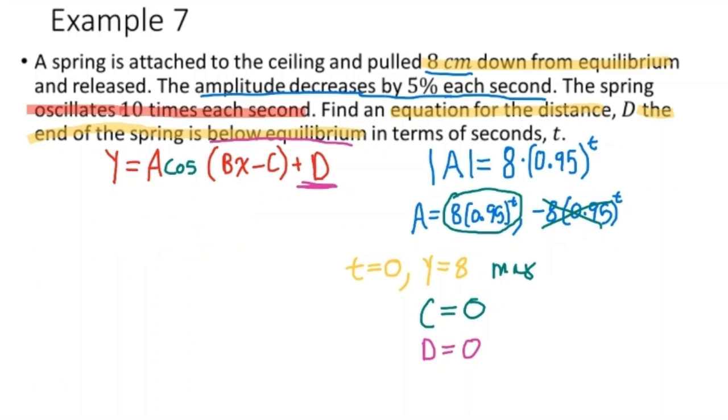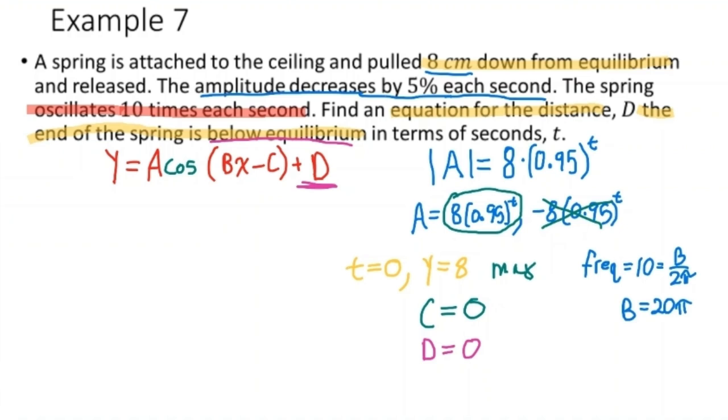In the problem, they tell us the spring oscillates 10 times per second. Well, that would be a frequency. So the frequency would be 10 because 10 full cycles are occurring per second. Well, frequency is the reciprocal of the period. Period, we usually calculate as 2 pi over b. Flip that, and our frequency would be b over 2 pi. Now we can solve for b, and we get b equals 20 pi.